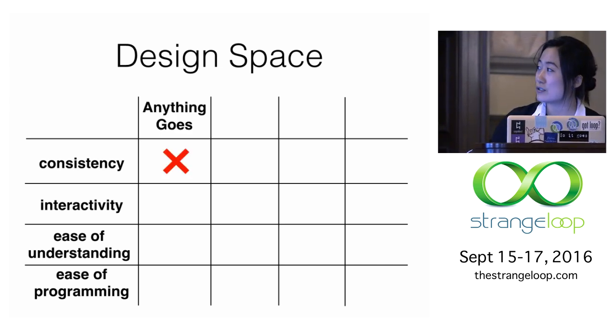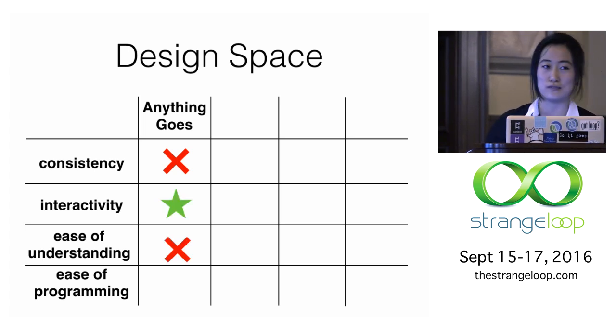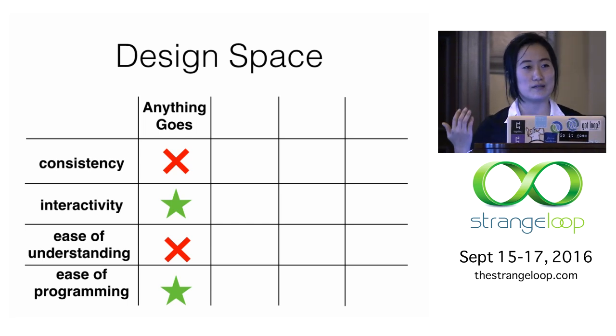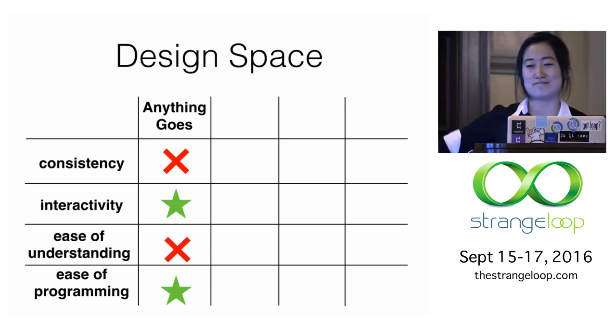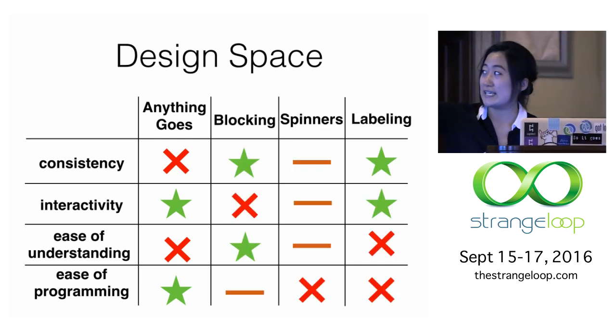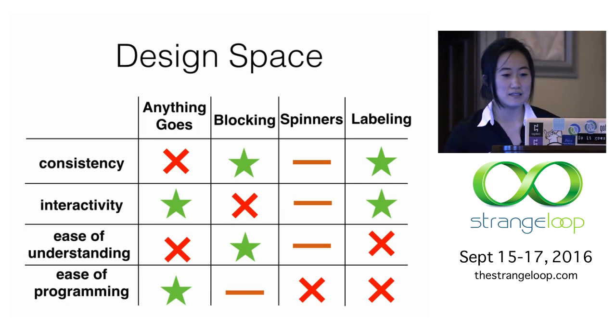So in the anything goes approach, consistency is bad, interactive is great, ease of understanding is bad because we don't know what's going on. Ease of programming is great because that's essentially what you get with JavaScript callbacks, just writing vanilla JavaScript. And then these are the 3 cases that we already discussed.